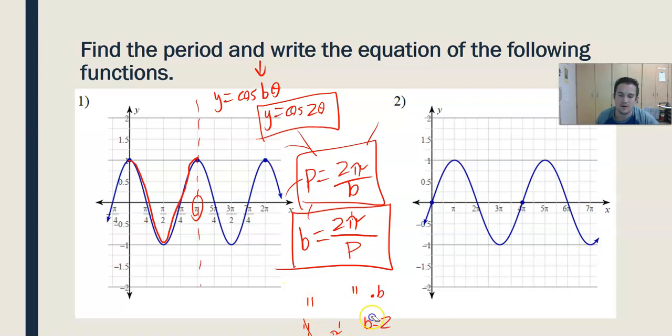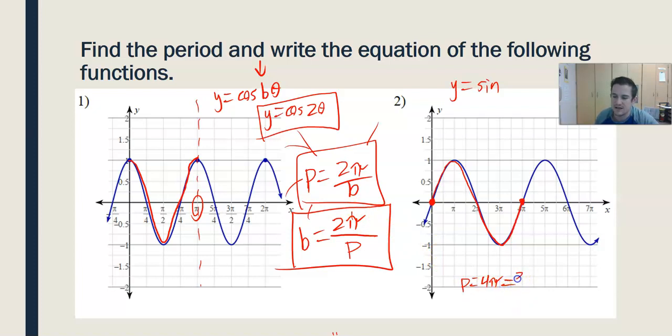Okay, let's look at this next one, number 2 here. I'm starting at the origin, so I know this is going to be a sine function. So let's say I go through one full sine cycle here, and I reach 4 pi. So my period is equal to 4 pi.